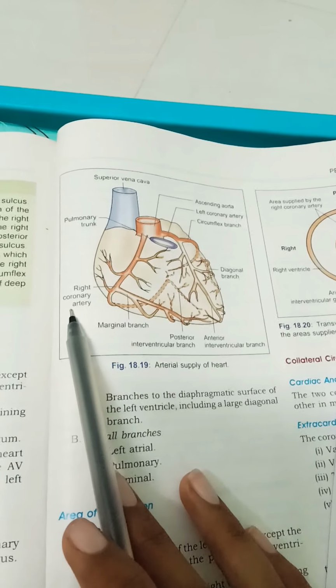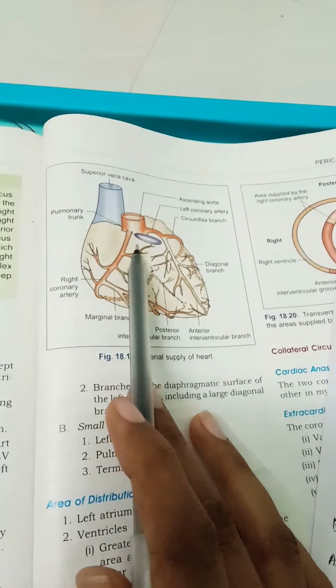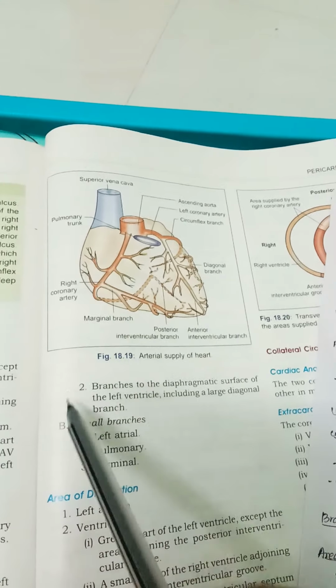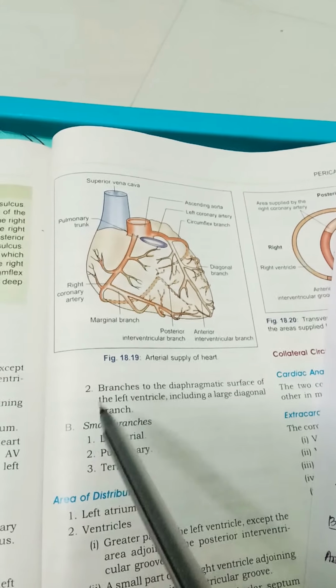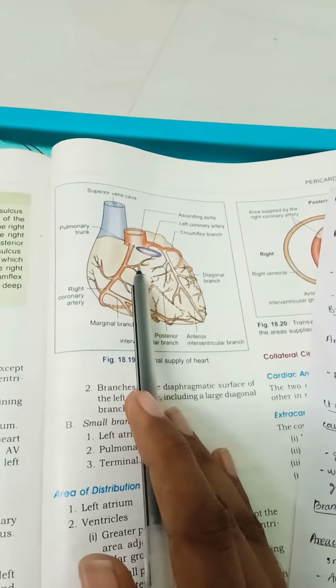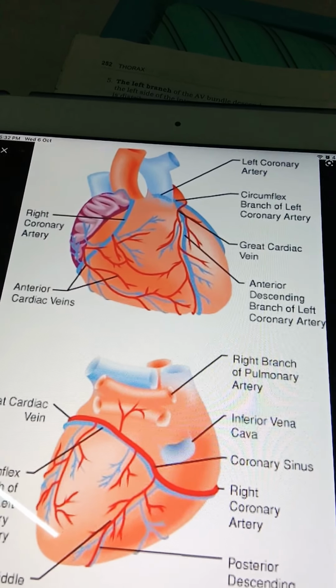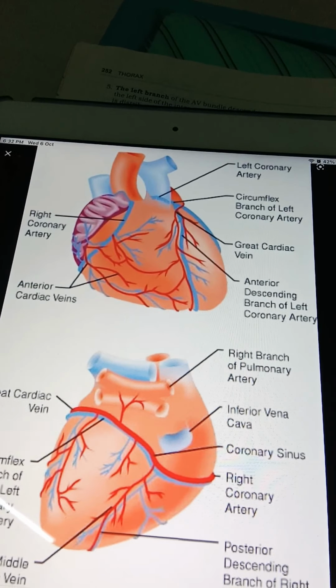So the small branches are the right atrial, which gives branches towards the atria, and another one is the infundibular. The infundibular will be here, and next you have the terminal arteries. Next we'll check the area of distribution, meaning which parts this right coronary artery supplies.